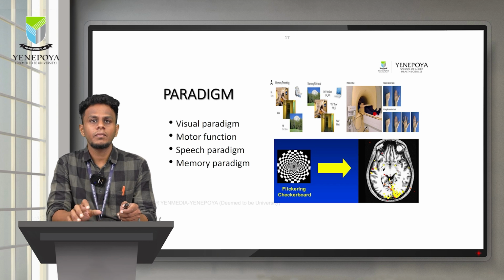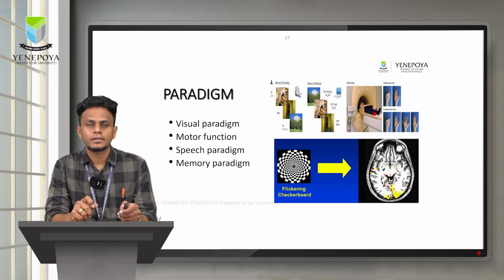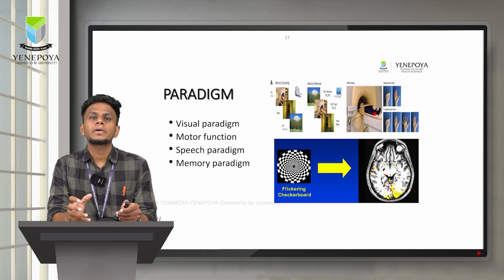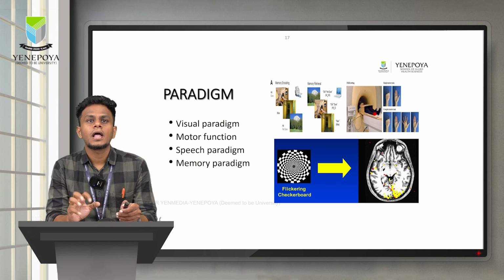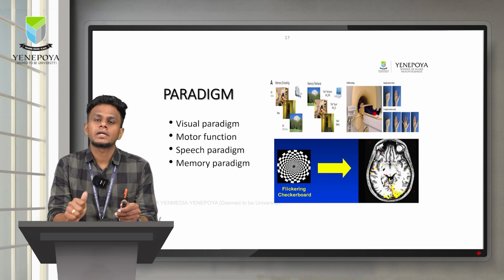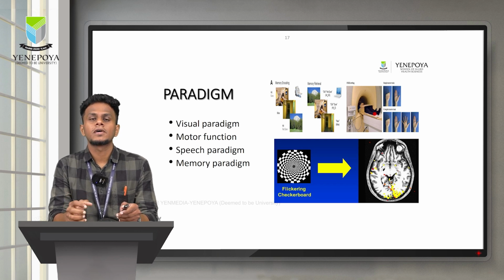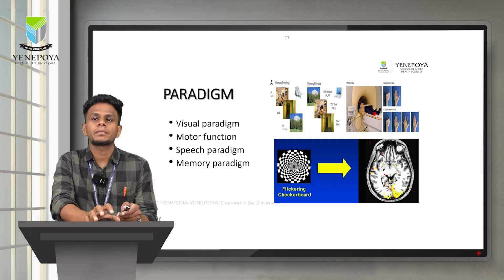Then the speech paradigm: there might be one letter, for example if they give A, the patient has to say some words related to that letter, like A means aeroplane, aircraft, something like that. Then the memory paradigm. In the memory paradigm, they display some 5 to 10 pictures, then they ask about the second picture, fourth picture, fifth picture and so on. How well he is able to remember things can be tested using this memory paradigm.